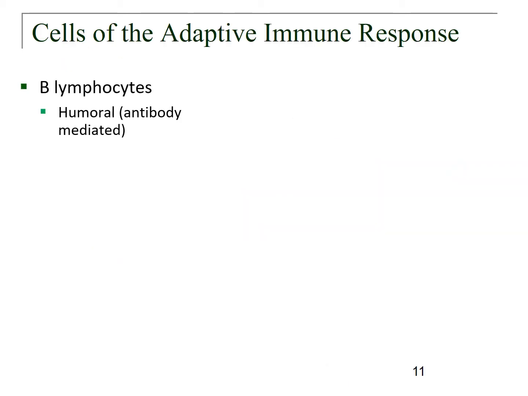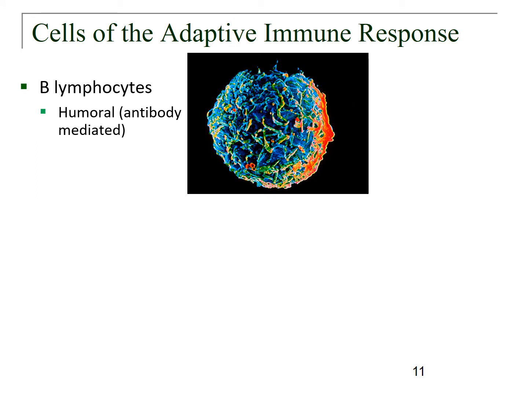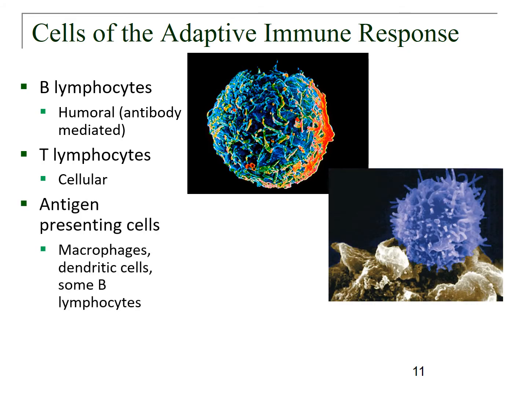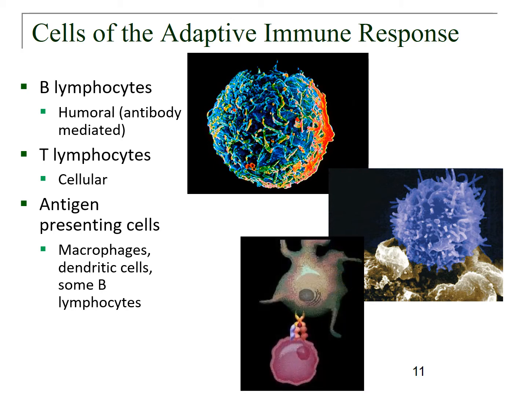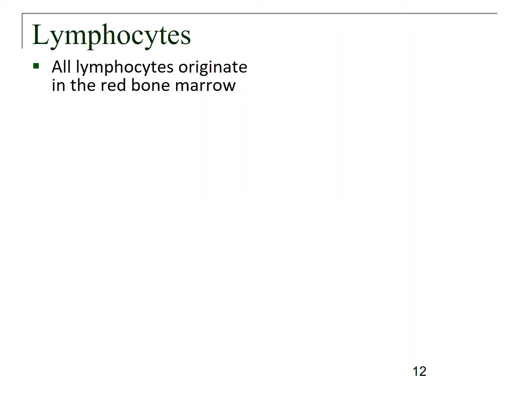So B lymphocytes are one of the cells of the adaptive immune response. And so B lymphocytes take a role in humoral or antibody-mediated response. So here's a picture of a B lymphocyte. T lymphocytes take part in a cell-to-cell action of the adaptive immune response, and here's a picture of a T lymphocyte. Now, as I just mentioned, you have antigen-presenting cells, which are macrophages, dendritic cells, and some B lymphocytes. Now, their job is to present a foreign protein to one of the other cells of the immune system, and we'll go through the mechanism of this in more detail in just a little bit.